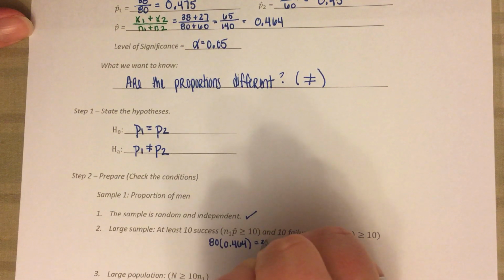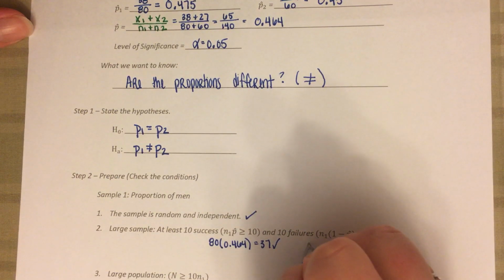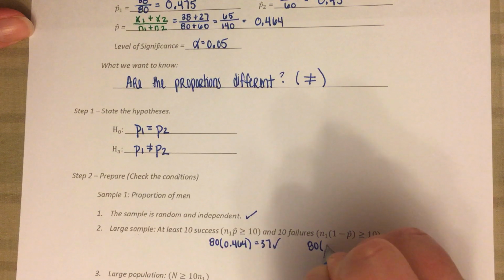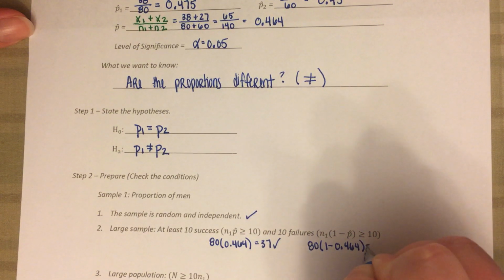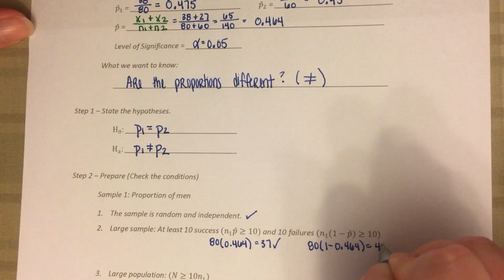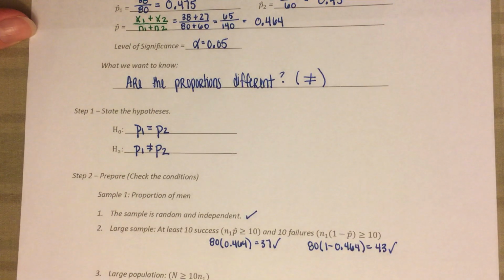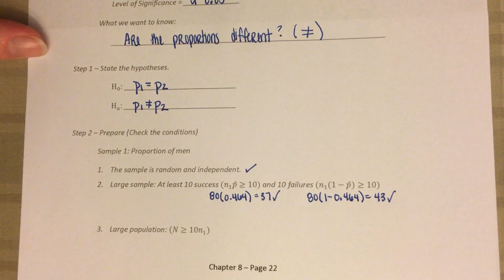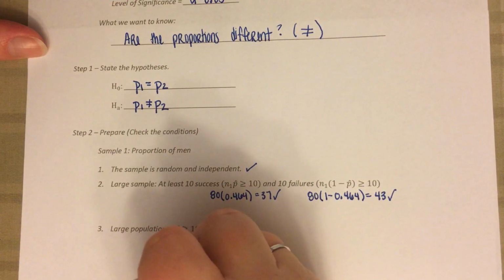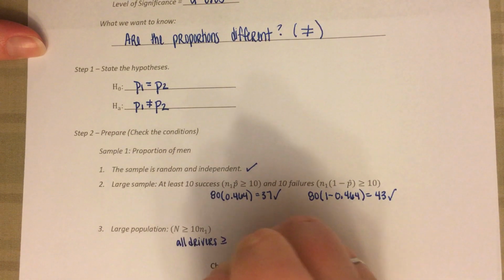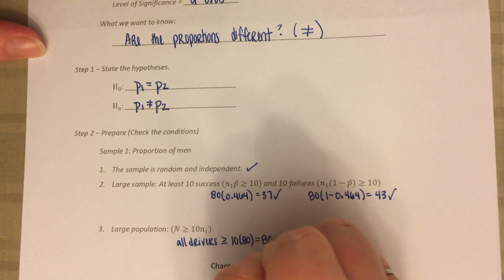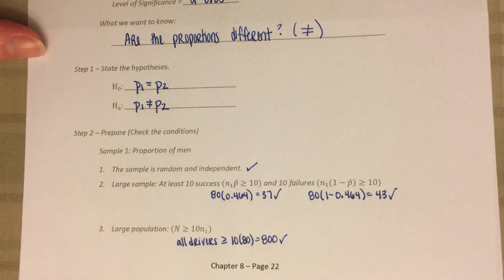which gives us 37, which is bigger than 10. And then we're going to take 80 times 1 minus 0.464, and that's going to give us 43, which is also larger than 10. Right. All drivers, so our population, greater than or equal to 10 times 80 or 800. We can also safely assume that there are more than 800 drivers.